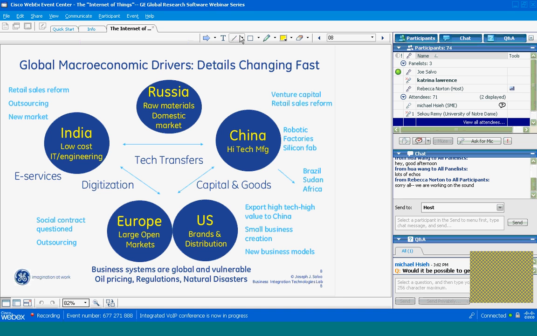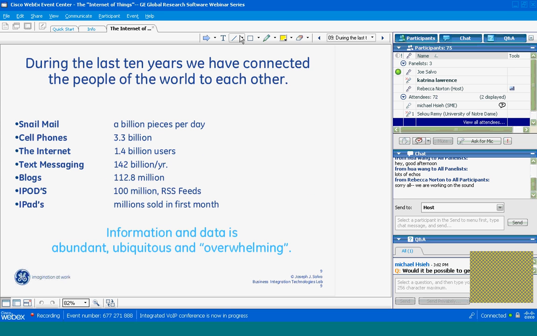However, because these business systems are global, they are actually very vulnerable to things like oil pricing changes, changes in regulation, natural disasters. So the fact that we're more connected puts more and more emphasis on our ability to remain connected and keep our systems transparent.